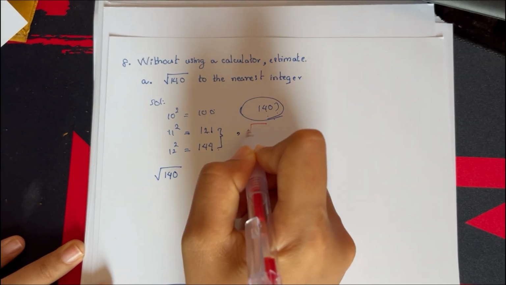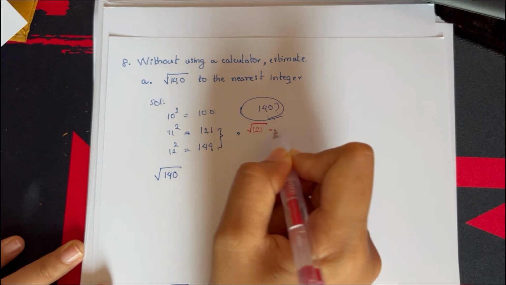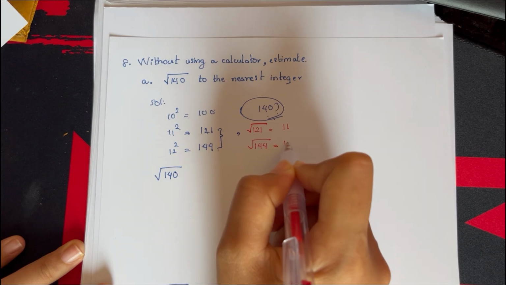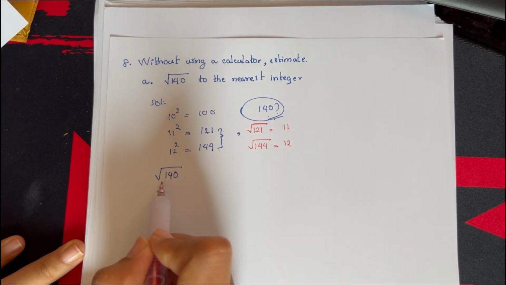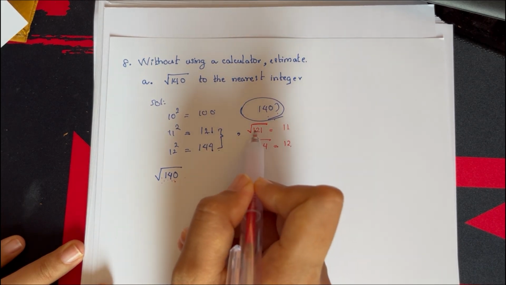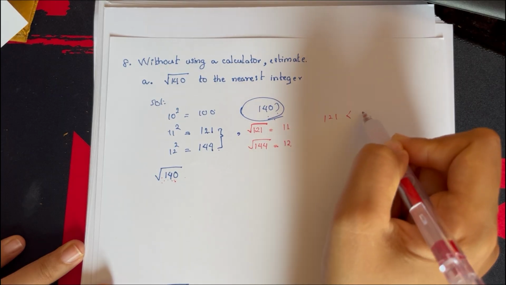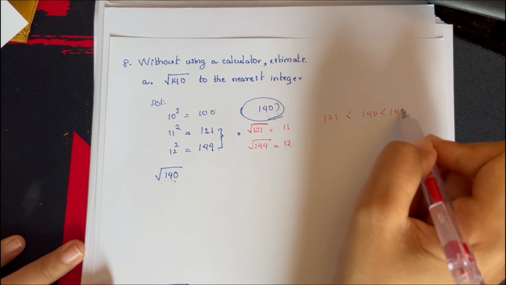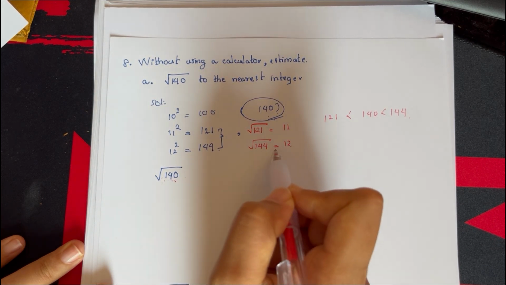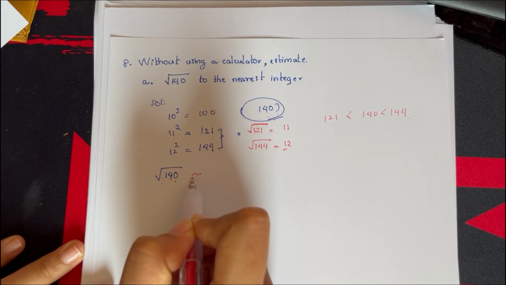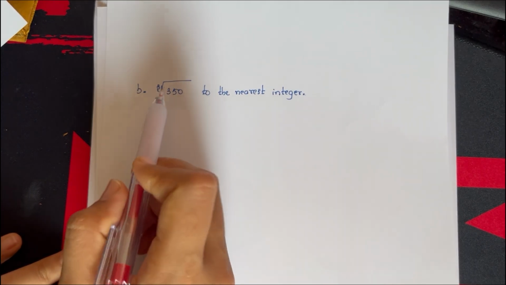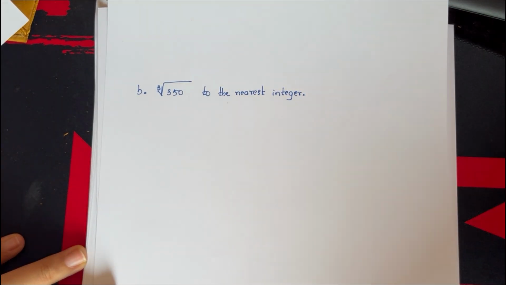So the square root of 121 is equal to 11, and the square root of 144 is equal to 12. But what we have to find out is the square root of 140. Since 140 is between 121 and 144, and the square root of 144 is 12, root 140 is approximately 12. Question B. Root 350 to the nearest integer.